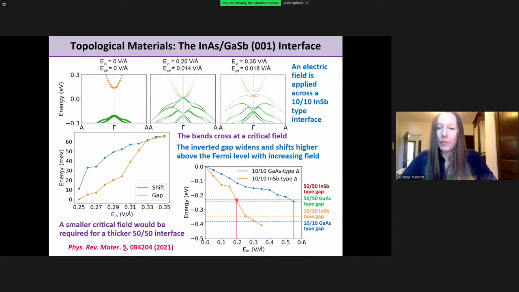And if you had the 50-50 interface with 50 layers of each material, then we estimate that you would need a smaller electric field to close the gap because it's narrower. It's a narrower gap to begin with. So this is how you would maybe be able to produce the topological state between two conventional semiconductors, but it seems like the conditions to achieve this are not trivial.